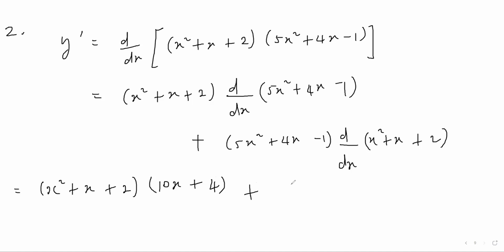And then, plus the next one, we write 5x squared plus 4x minus 1, and we multiply this by the derivative of x squared plus x plus 2. Again, we differentiate term by term. The derivative of x squared is just 2x. The derivative of x is just 1, so plus 1. The derivative of 2 is just 0, so plus 0. Now we have this. This is now the derivative of y, this is y prime. And you do not have to expand these things. You found the derivative, you just leave it like this.